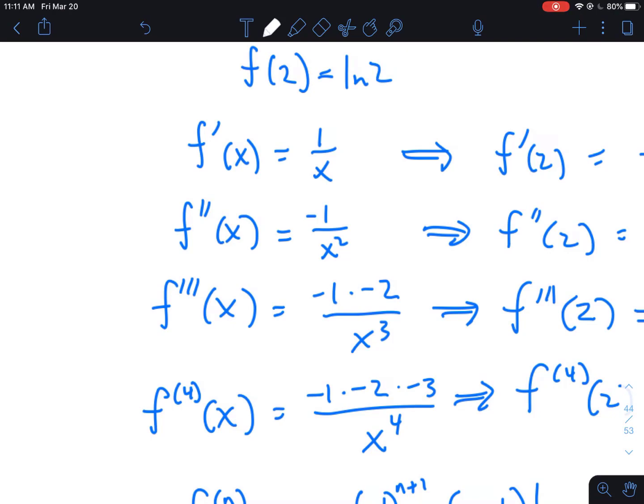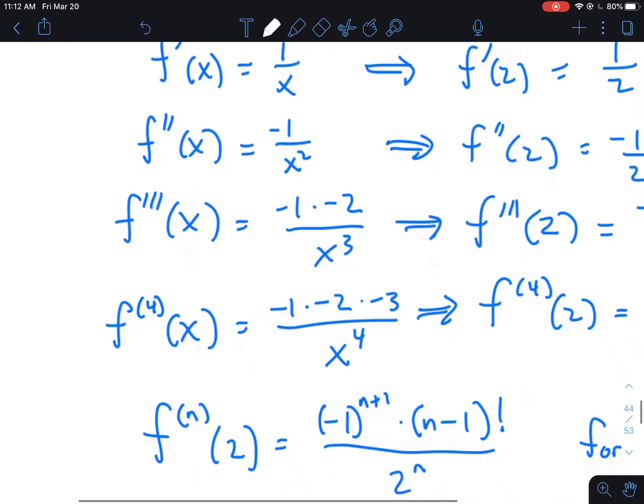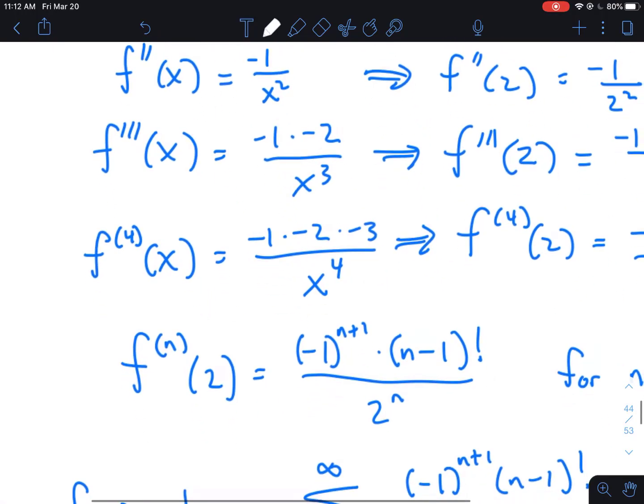I reduce my power by 1. Next up, I take another derivative. And notice I try to leave this in the unsimplified form whenever possible. And so I have negative 1 times negative 2 divided by x cubed. And then after that, negative 1 times negative 2 times negative 3 over x to the 4th power.